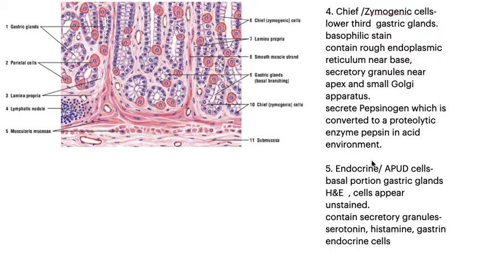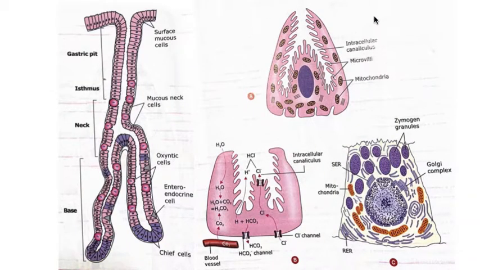The last or the fifth one is the endocrine or the APUD cells, that are found in the basal portion of the glands, and they contain secretory granules secreting serotonin, histamine, gastrin, and other endocrine cells. Right, so this is your parietal cell, okay, and here you can see that the HCl is formed inside the intracellular canaliculus. This is your zymogenic cells with apical zymogenic granules, a small Golgi complex, and lots of endoplasmic reticulum.